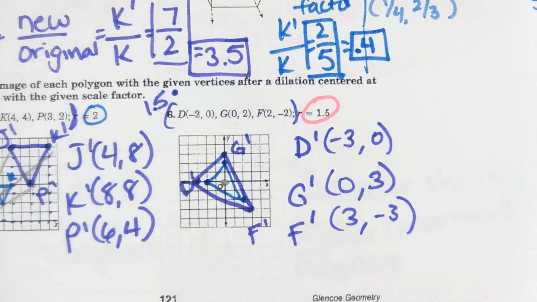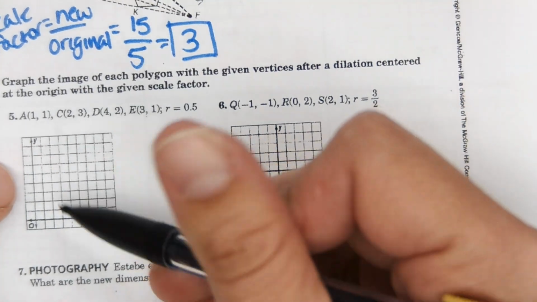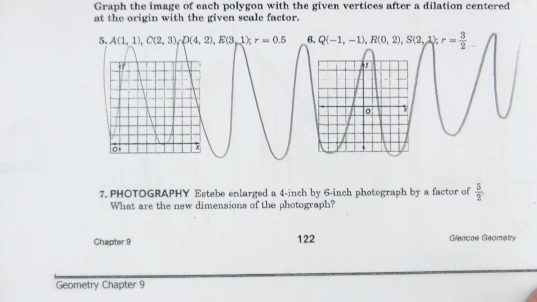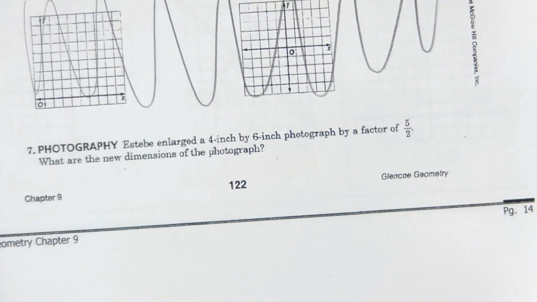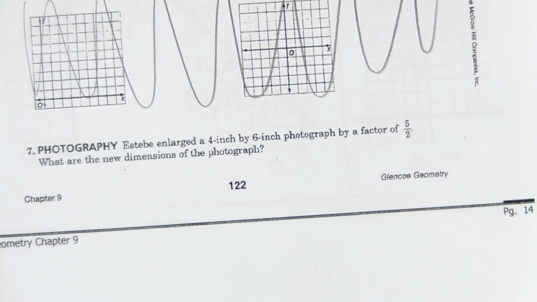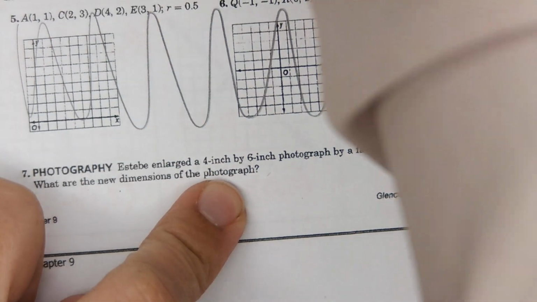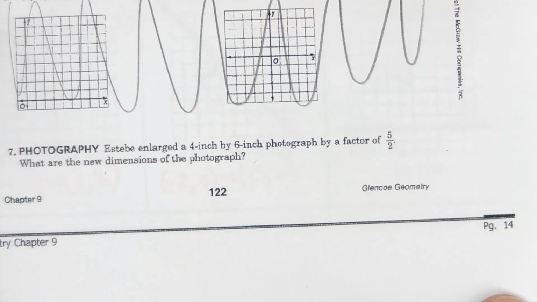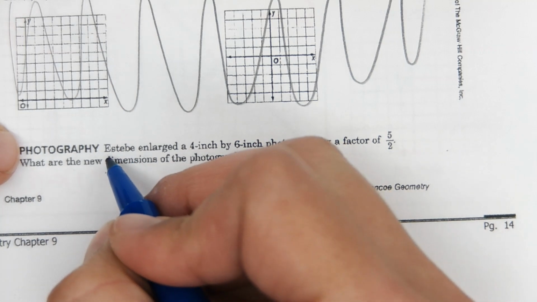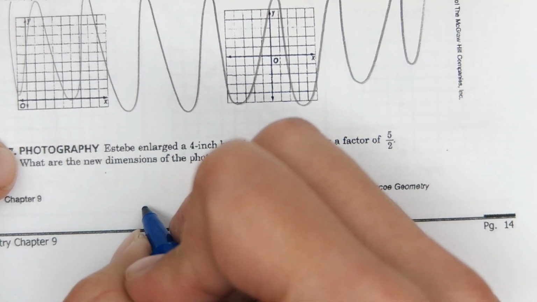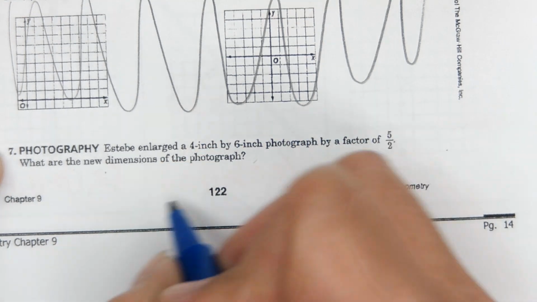Okay, then over on the other side, to be honest, these coordinates and points don't graph very well, so we're going to skip these and just do number 7, and that's our last problem. So this is more of a real life example. It says Estebe enlarged a 4x6" photograph by a factor of 5 halves. What are the dimensions of the new photograph?